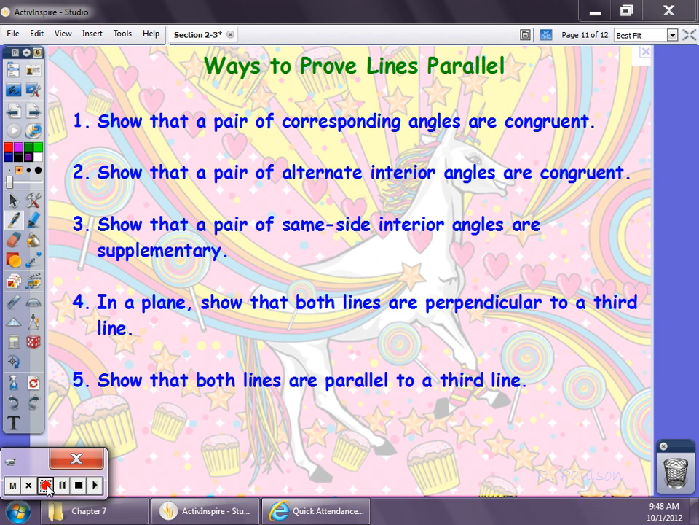4. You may prove that in a plane, you can show that both lines are perpendicular to a third line, and that is theorem 2-9. And lastly, your 5th way to prove lines parallel is to show that both lines are parallel to a third line, and that is based on theorem 2-10.